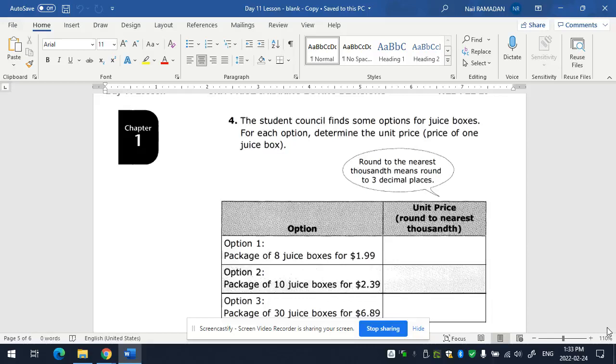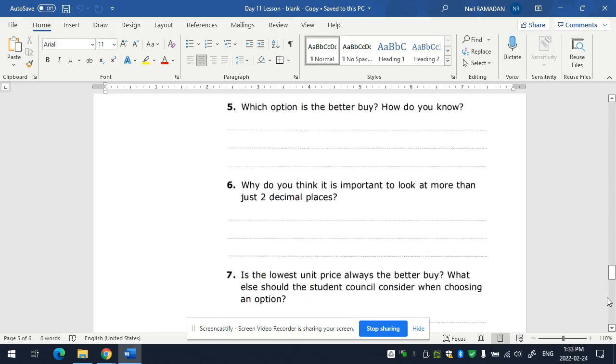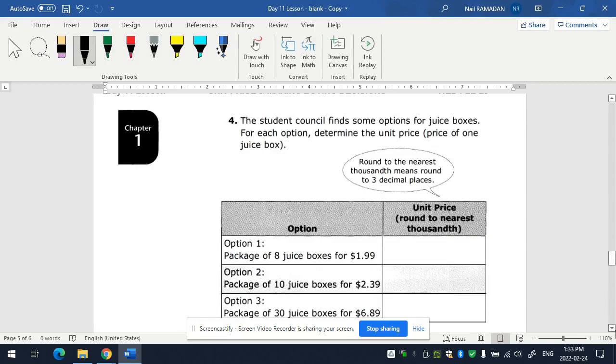So the student council, because obviously the whole problem yesterday was about a student council trying to what? Trying to organize an event, and they have to buy stuff for people to basically eat and drink during the event. So the student council finds some options for the juice boxes. So for each option, determine the unit price, the price of one single juice box. Okay. So just like we did yesterday.